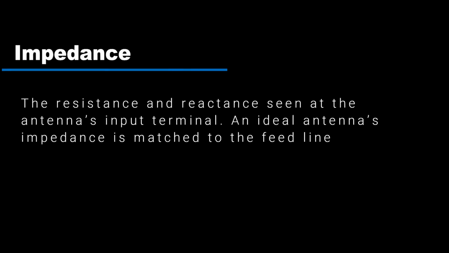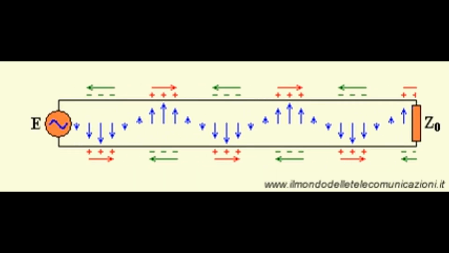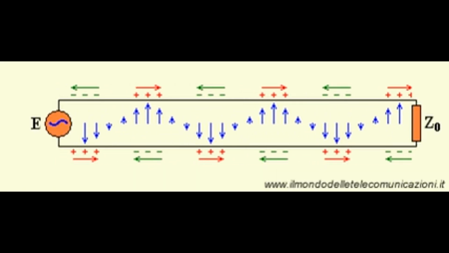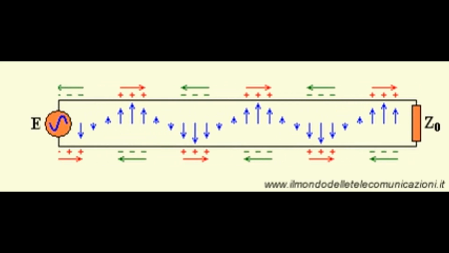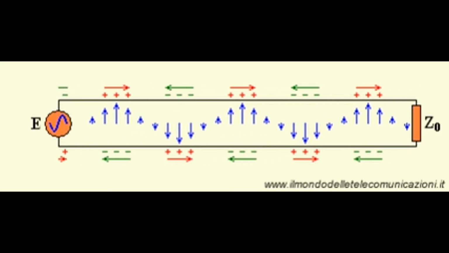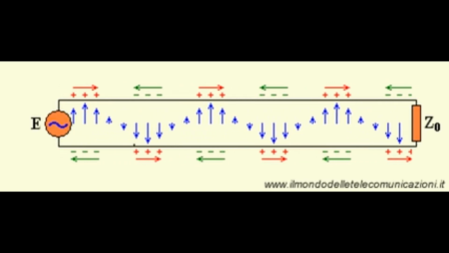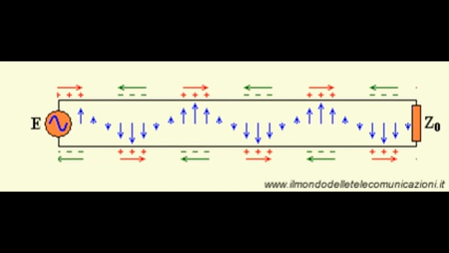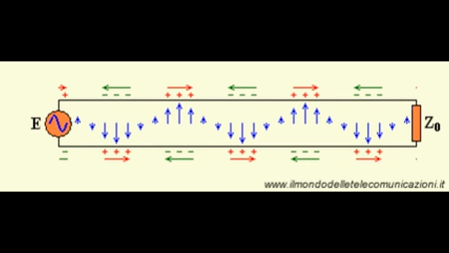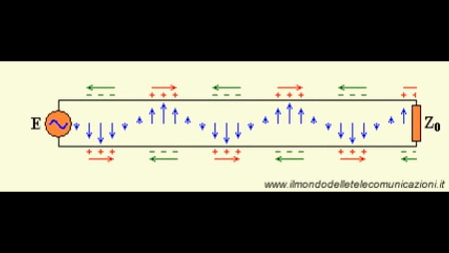Impedance. The resistance and reactance seen at the antenna's input terminal. An ideal antenna's impedance is matched to the feed line. The impedance of the antenna is important to know. The reason it's important to match an antenna's impedance to the power feed line is to make the antenna efficient. When you're well matched, you get the best result of radiated power, which brings us to the next important antenna parameter.